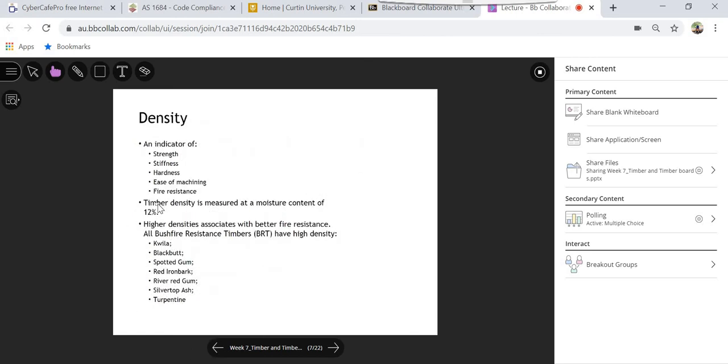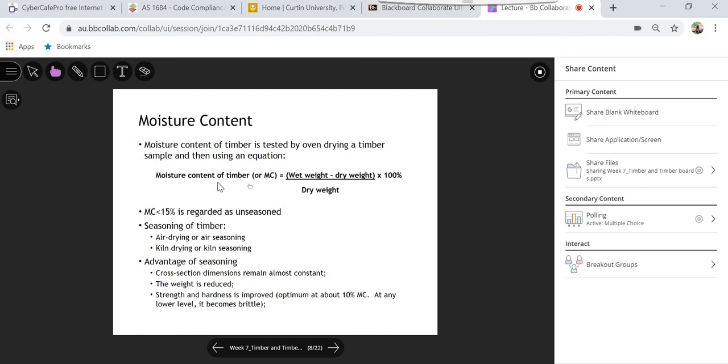Most of the time, timber properties, including density, are talked about with reference to moisture content. Because of that, it is important to understand how to measure moisture content. So what we will do is take a piece of timber and take the wet weight. Then we oven dry it until the timber piece is dry, and then we get the dry weight. By using this equation, we can calculate the moisture content of timber.